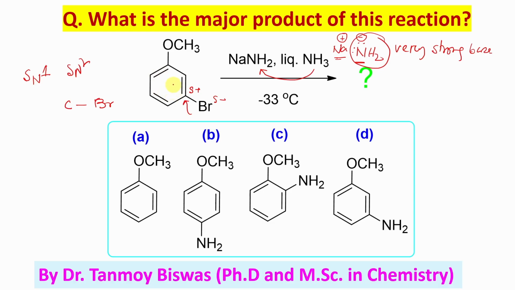By the way, I have already discussed a dedicated lecture on this topic. You may visit for further learning. Now, this much we understand, that nucleophilic substitution, SN1 or SN2, is directly not possible. So an acid base reaction will happen.